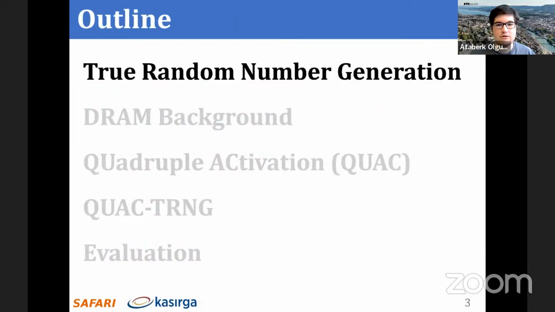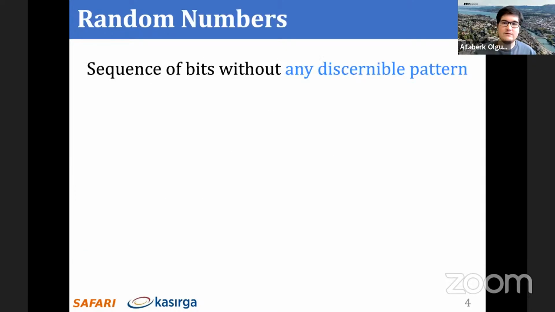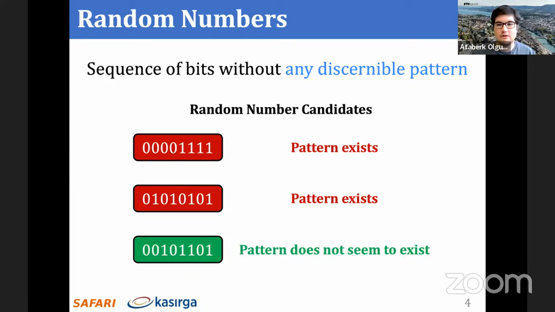So here's an outline of this talk. I will briefly introduce true random number generation and then discuss why we need DRAM-based true random number generation in current systems. So there are many ways we could define randomness and essentially what makes a random number random. For simplicity, we will go with this definition. It's a sequence of bits without any discernible pattern. As an example, you can probably notice that the first 2 bit streams presented here look less random because the bits that make up the numbers follow a pattern. However, the 3rd bit stream doesn't seem to follow a pattern, and therefore we could say that it is random.